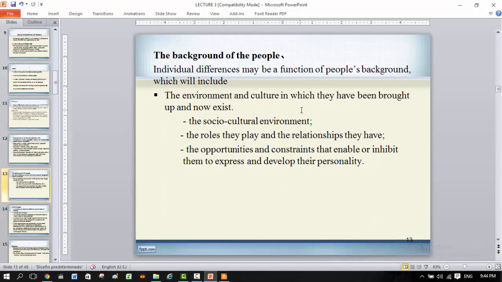So we can say individual differences may be a function of people's background, which will include the environment and culture in which they have been brought up and now exist, the social cultural environment, the role they play, and the relationships they have, the opportunities and the constraints that enable or inhibit them to express and develop their personality.